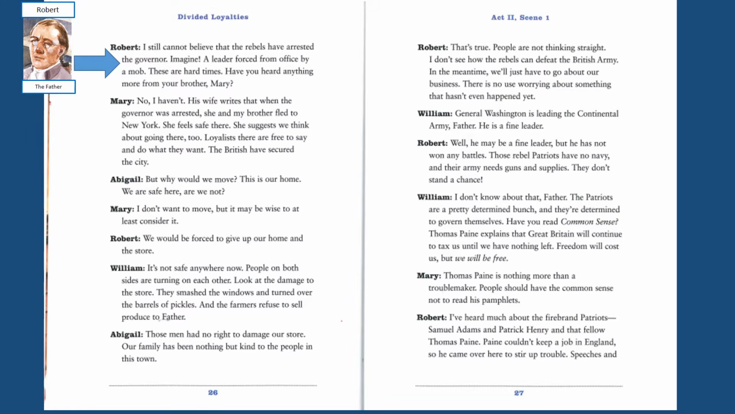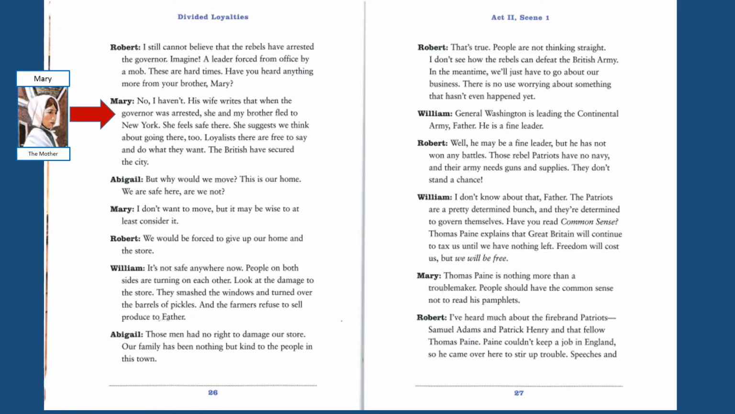I still cannot believe that the rebels have arrested the governor. Imagine! A leader forced from office by a mob. These are hard times. Have you heard anything more from your brother, Mary? No, I haven't. His wife writes that when the governor was arrested, she and my brother fled to New York. She feels safe there. She suggests we think about going there too. Loyalists there are free to say and do what they want. The British have secured the city.